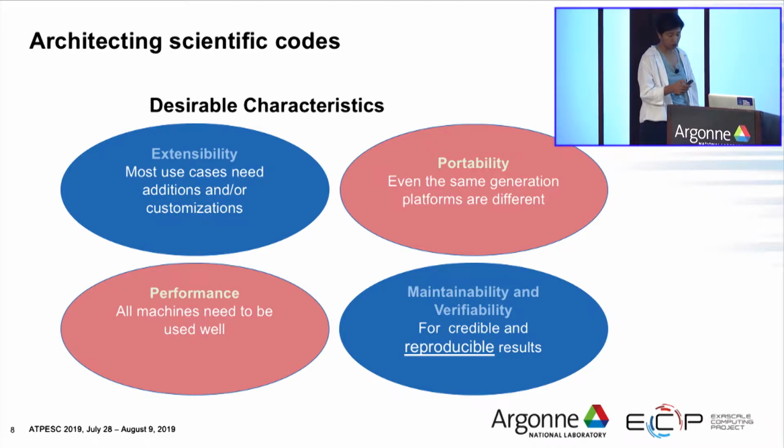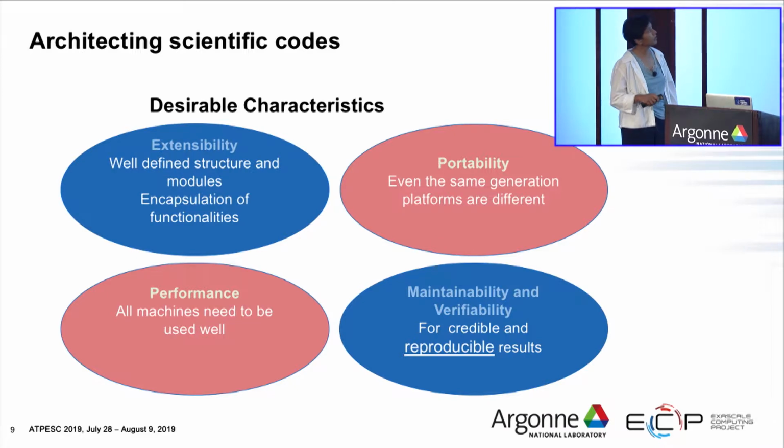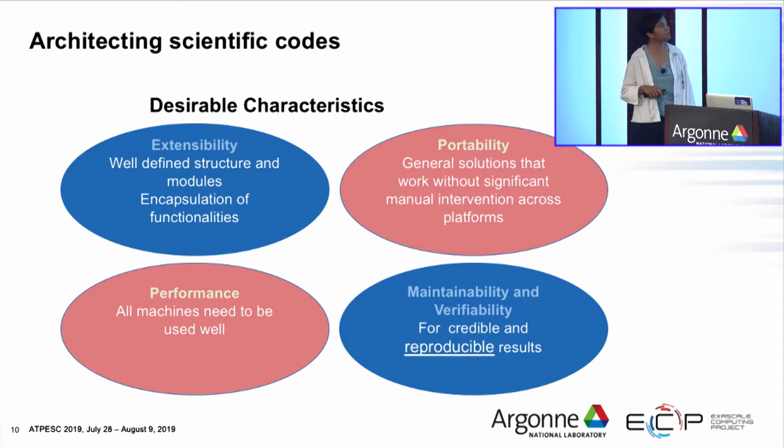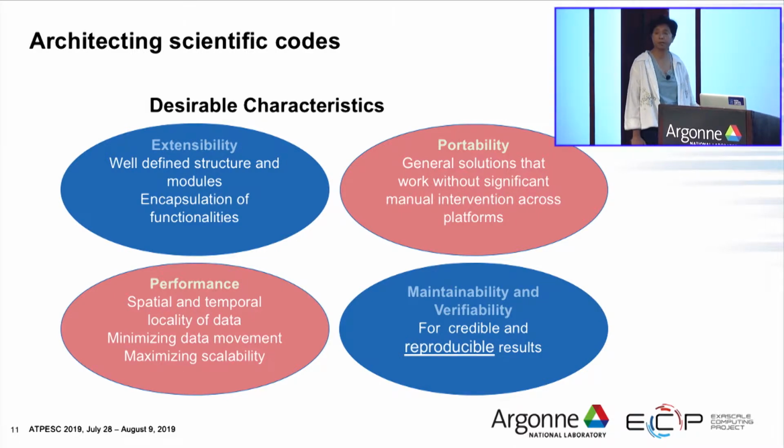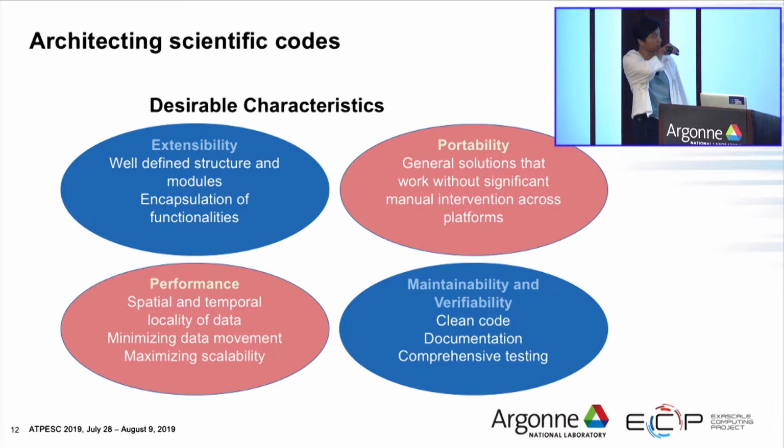But what do these things mean? Extensibility means well-defined structure and modules and encapsulation of functionalities, because then it's possible to add another capability as an encapsulated capability, and you don't have to touch a whole bunch of the rest of the code. Portability means general solutions that work without manual intervention. Performance is dependent upon being able to exploit spatial and temporal locality of data and minimizing data movement. And maintainability requires clean code, documentation and comprehensive testing.